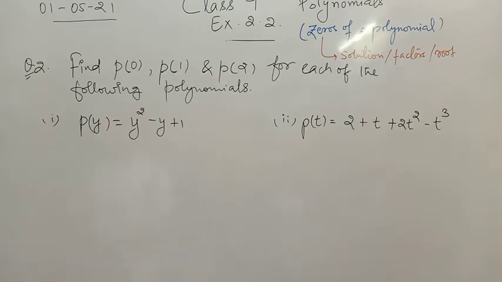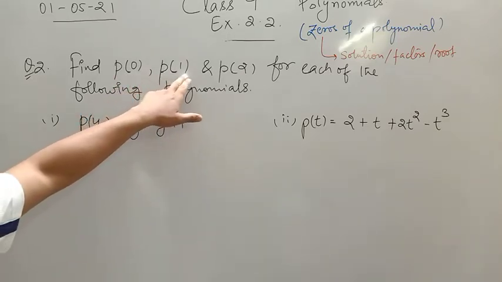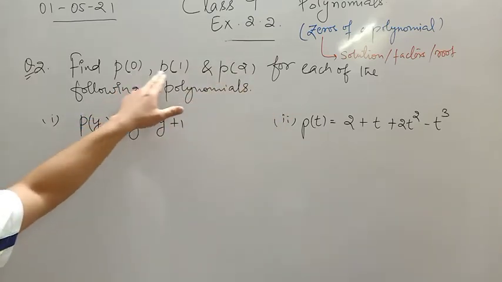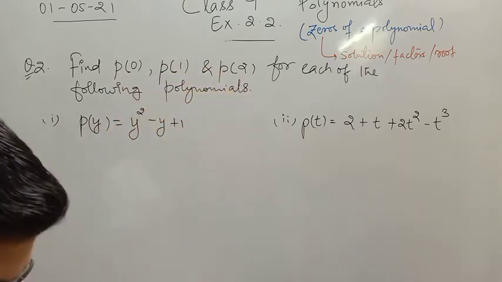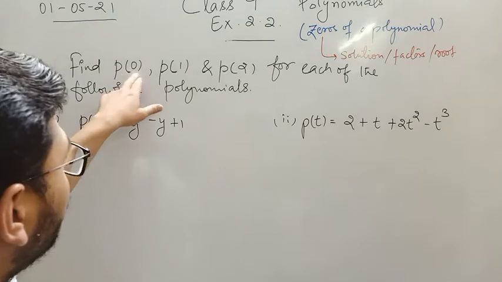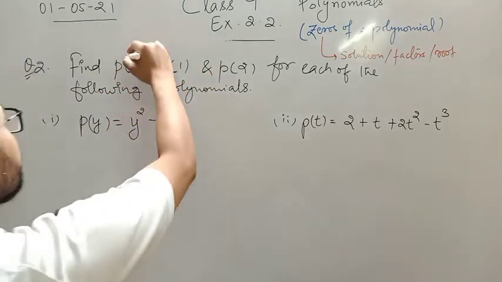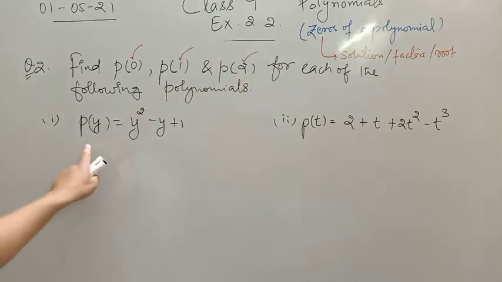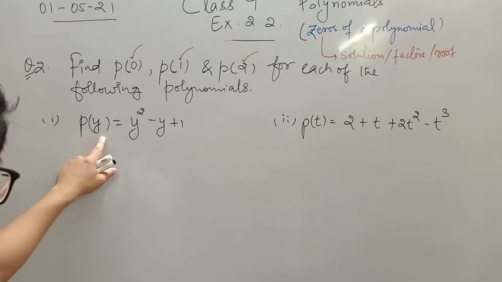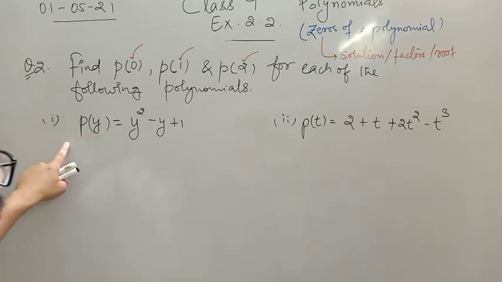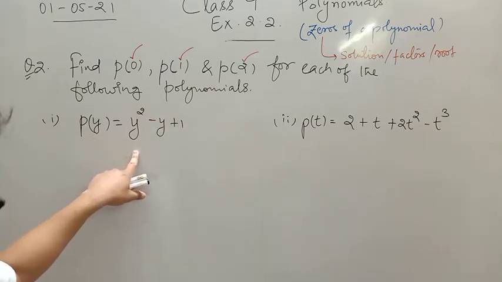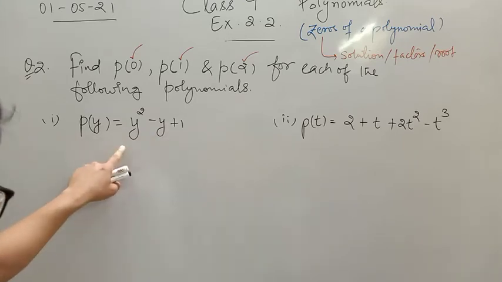Now let's see the second question of your exercise 2.2: find p0, p1 and p2 for each of the following polynomials. Now the question arises in your mind, what is this 0, this 1 and this 2? Observe this expression: it is a polynomial in one variable y. So this polynomial is in variable y.